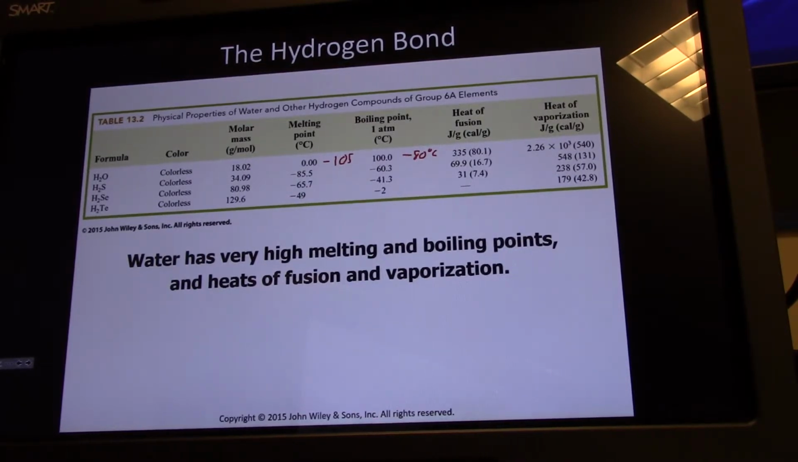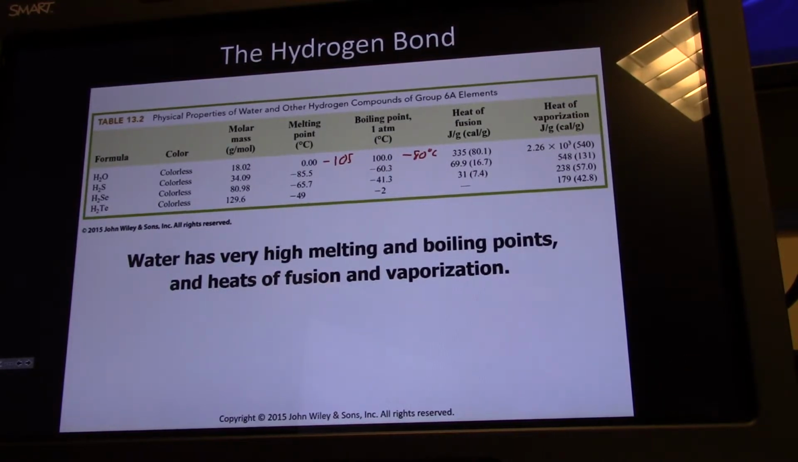With all the other ones, they start increasing just because the molecule is getting bigger. So from sulfur to selenium to tellurium, the atoms are getting bigger. You're having more van der Waals forces, and so you're seeing the boiling point going up. But water is way higher than all the other ones. And that's because water has hydrogen bonding.